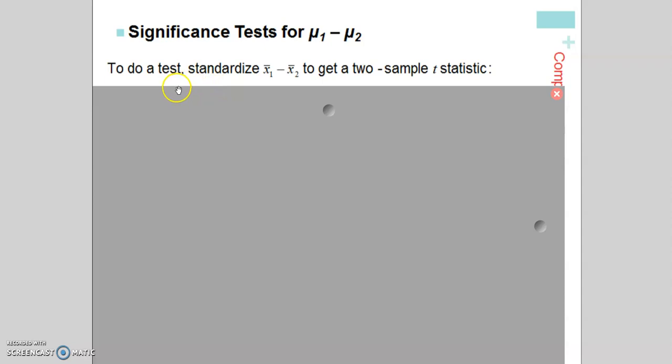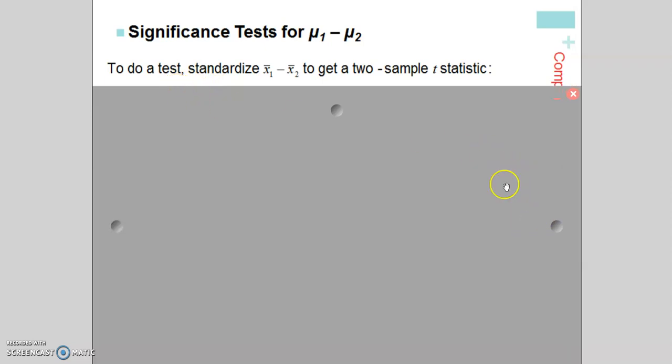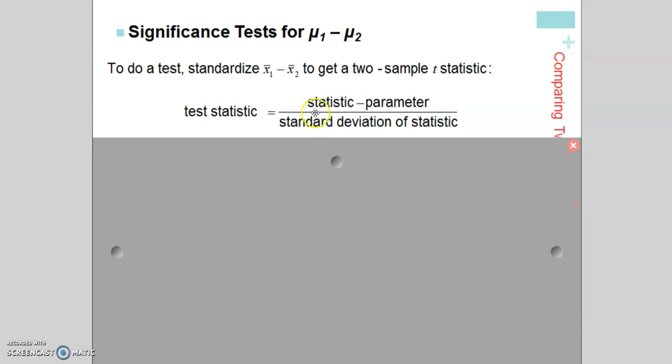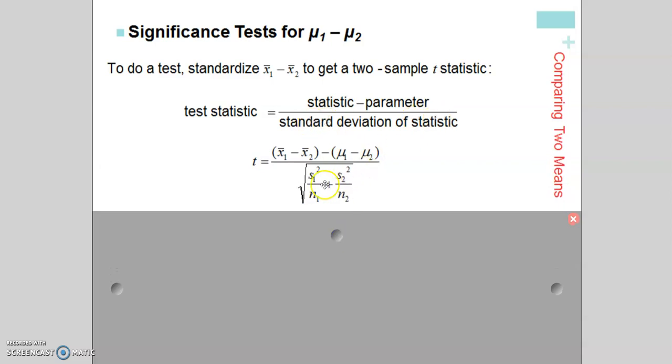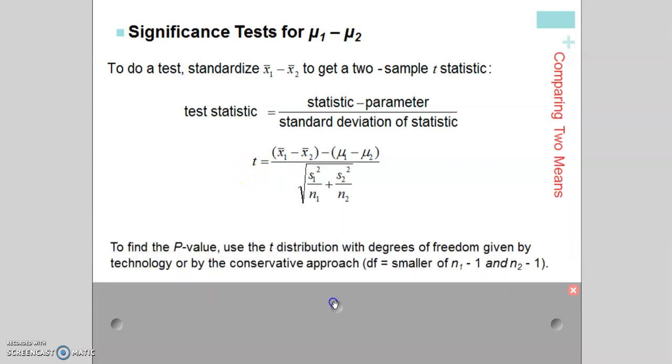So like we talked about yesterday with a t statistic, when we standardize x bar 1 minus x bar 2, we get a two-sample t statistic. To calculate a test statistic for a significance test, you need statistic minus parameter divided by the standard deviation of the statistic. And the standard deviation of the statistic is going to use s instead of sigma. That's going to use the sample standard deviation instead of the population because we don't know the population standard deviation for group 1 or group 2. That gives us a t statistic from a t distribution.